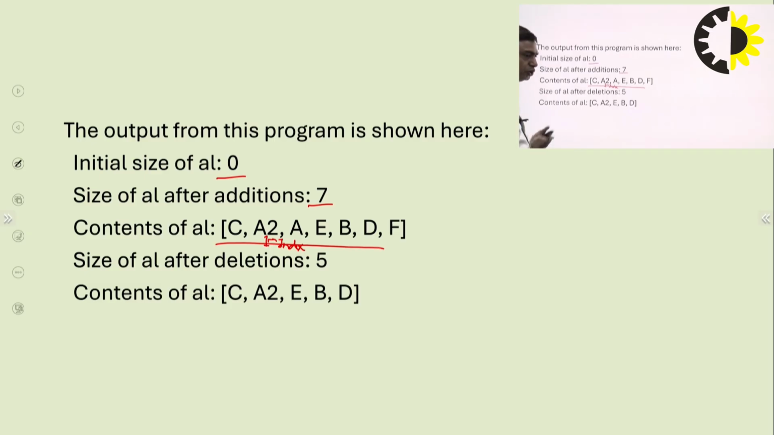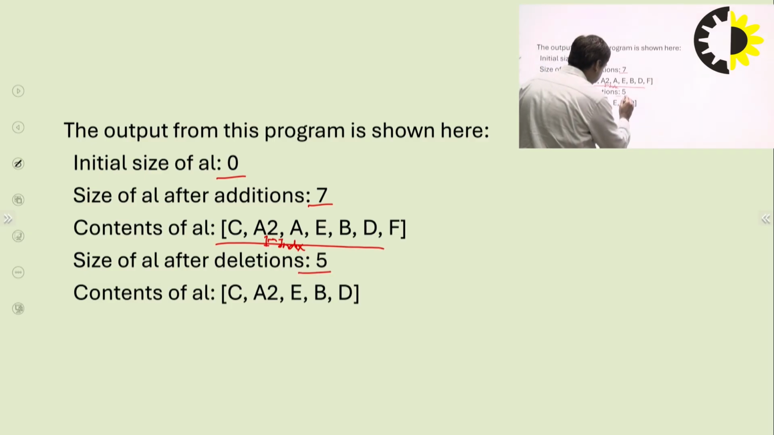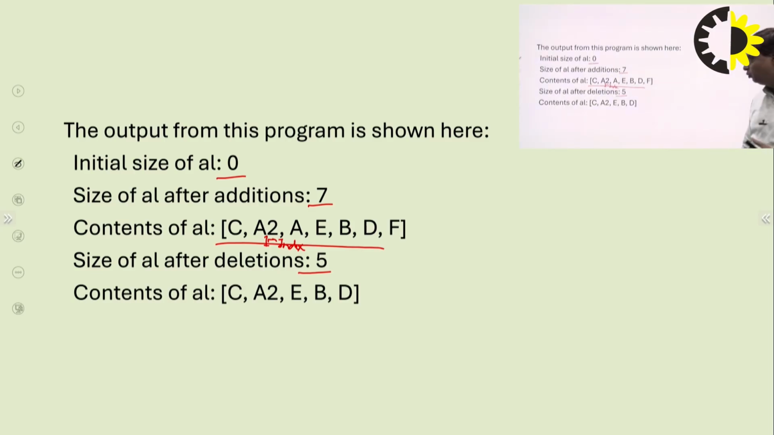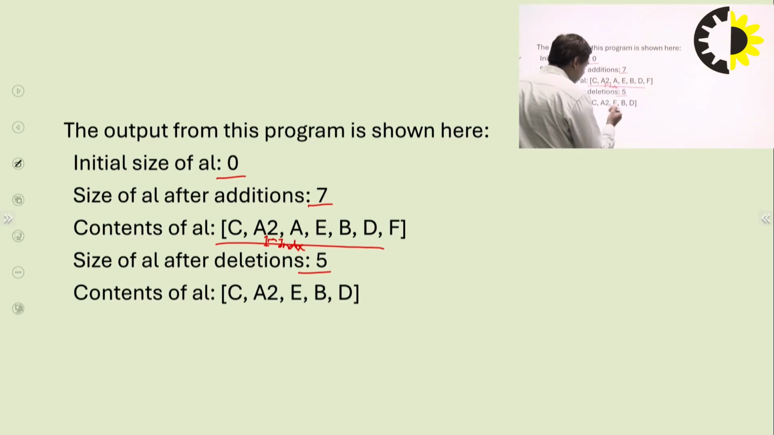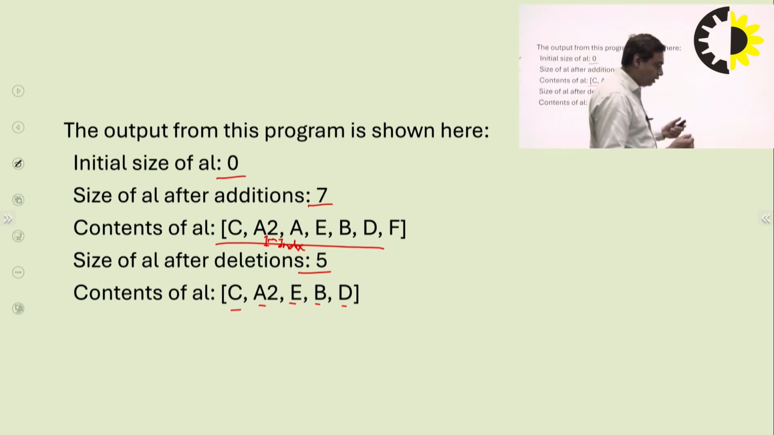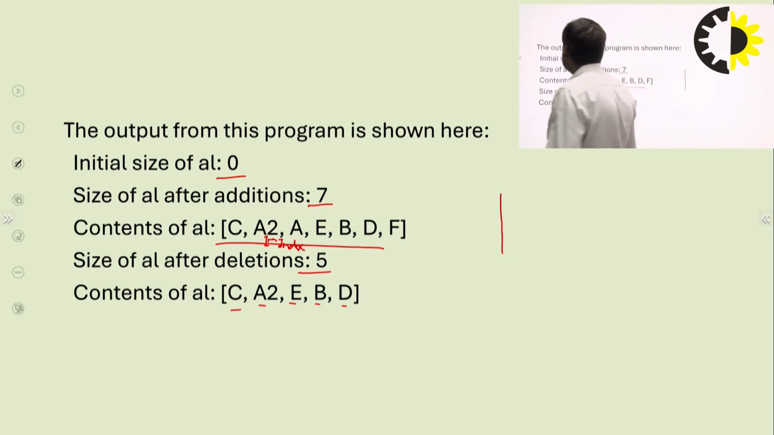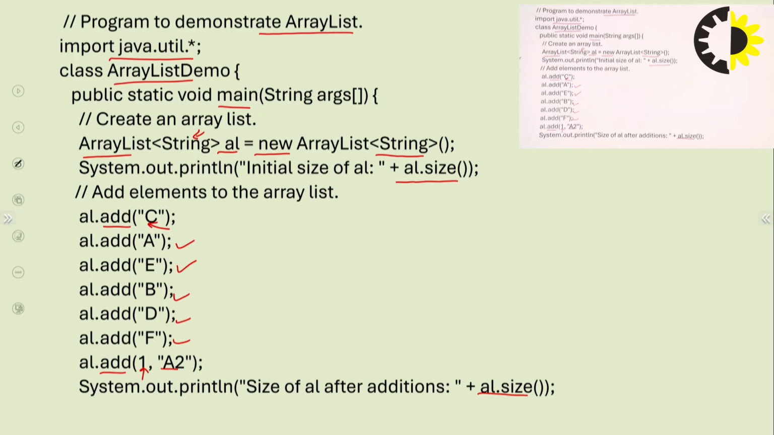The size after deletion, as 2 elements have been deleted, is reduced. You can say the number of elements now left in the collection is 5, because 2 have been removed, and we are displaying those elements, that is C, A2, E, B, D. These are the 5 elements shown as output from the program. So, this is the output of the program that I discussed previously: initial size 0, size after addition 7, then these are the elements, then 2 elements have been deleted, then we are displaying the output. So, this is one demonstration of array list.